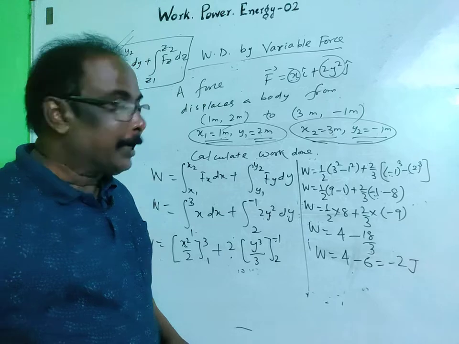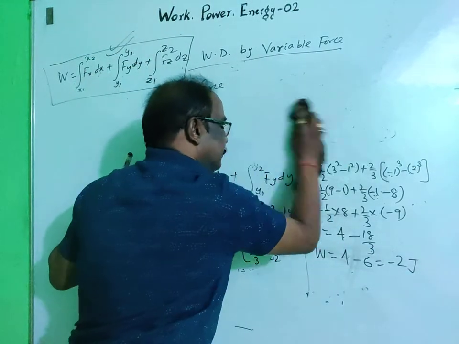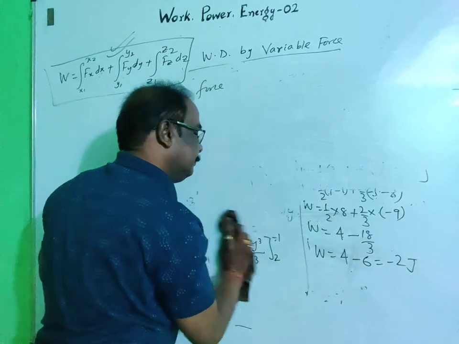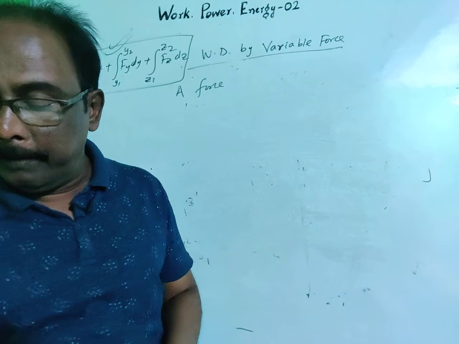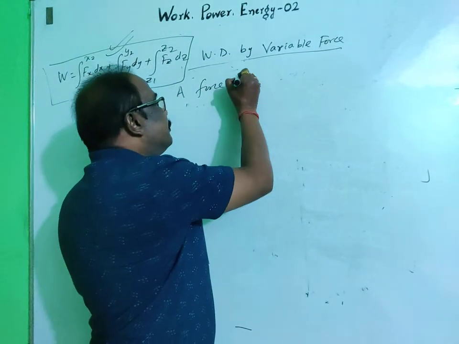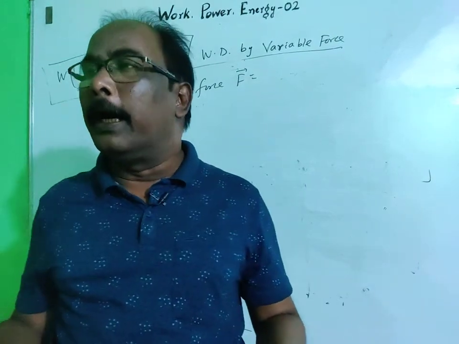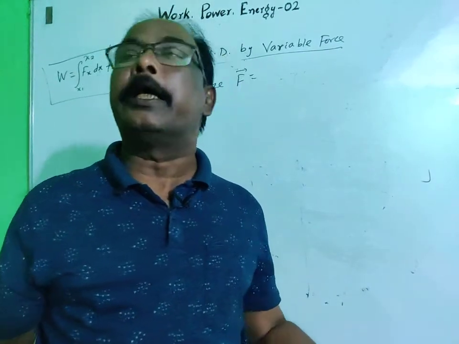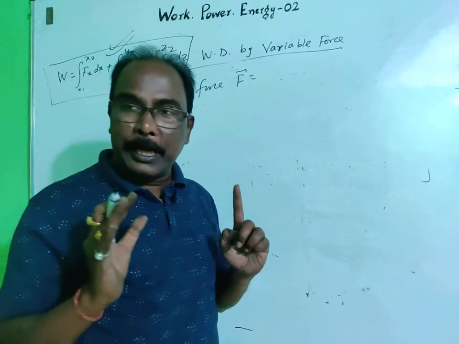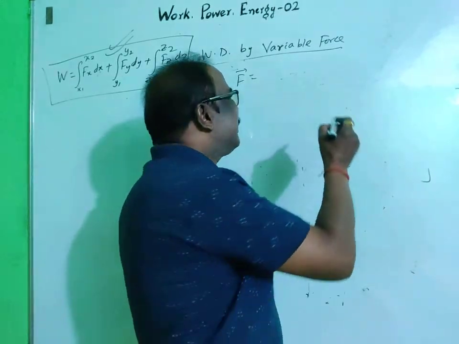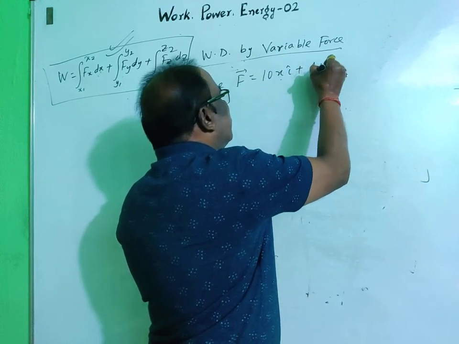Okay. Next question. Again, we will take a plane: let a force F be any value on the XY plane, YZ plane or ZX plane, any you may take. So a force of 10x I cap plus 4y j cap, which again means the xy plane. 10x I cap plus 4y j cap.